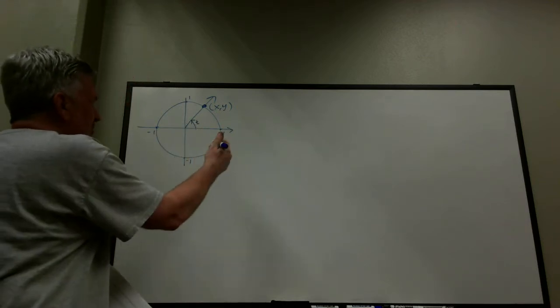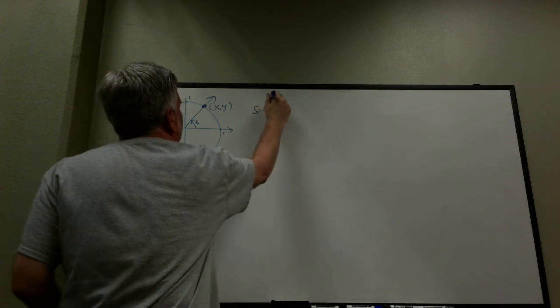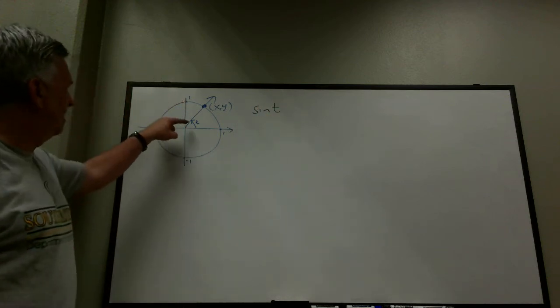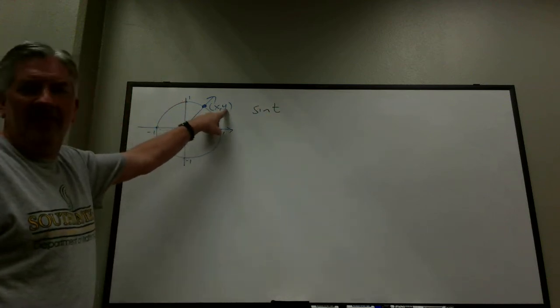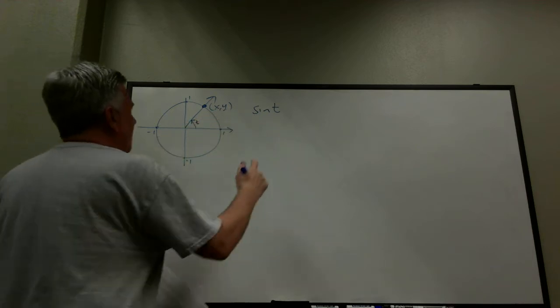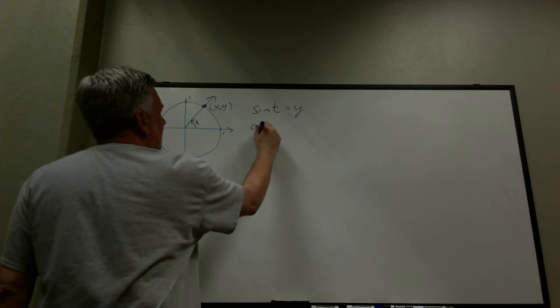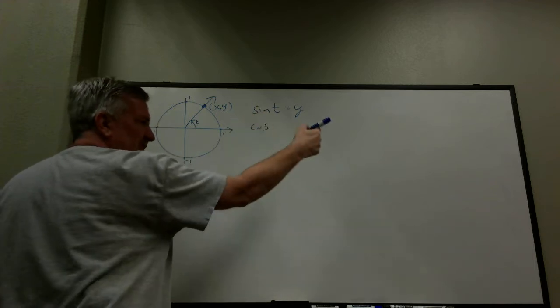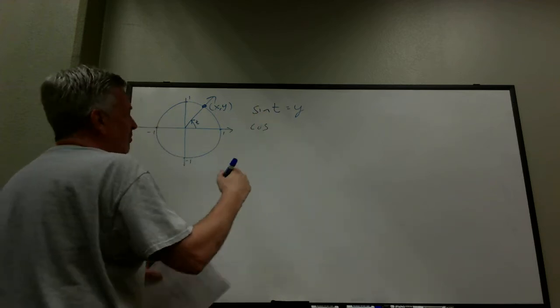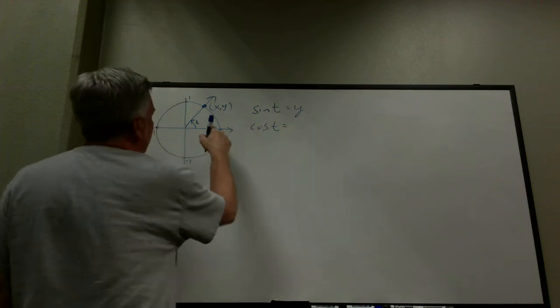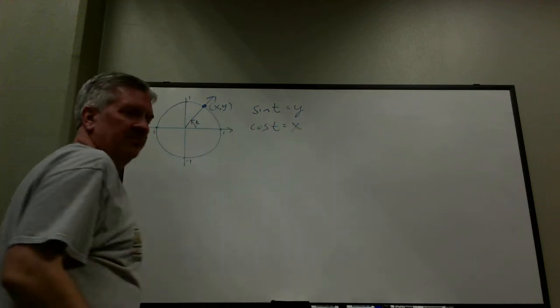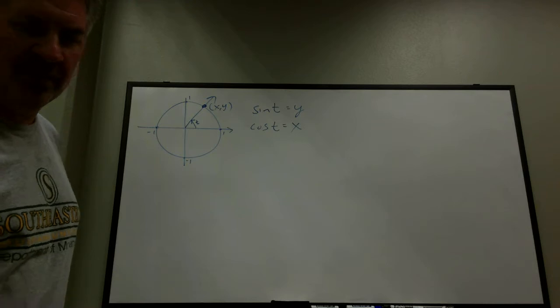Okay, once you have the picture, sine of angle t is the y value. That's all it is. So the sine of t is the y value. And the cosine of t, remember sin stands for sine, cos stands for cosine, again, it's written out there. Cosine of t is the x value. Right? So those two are no big deal, okay?